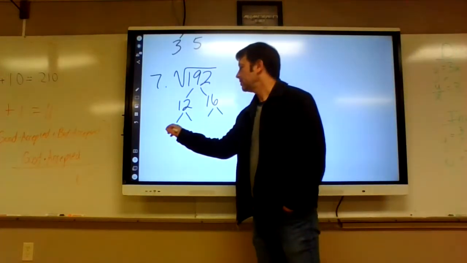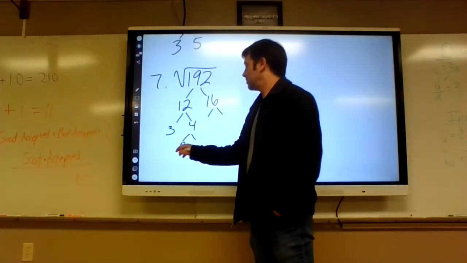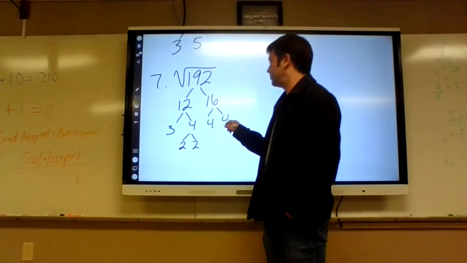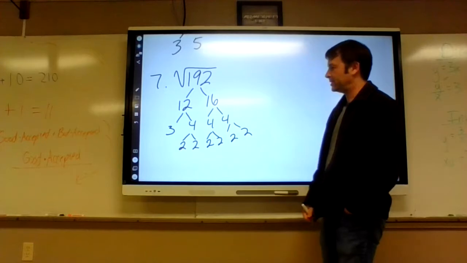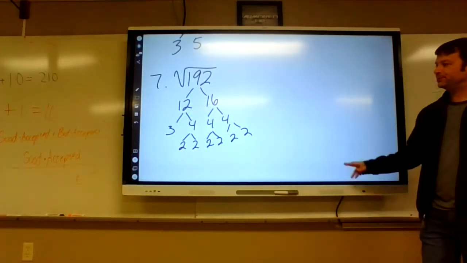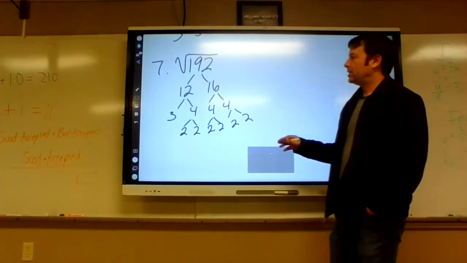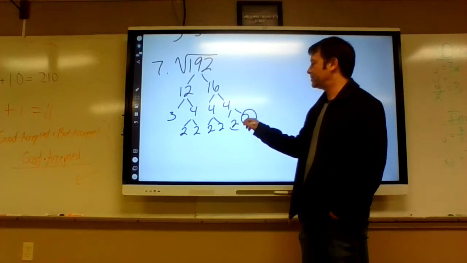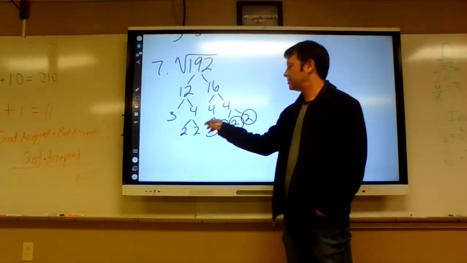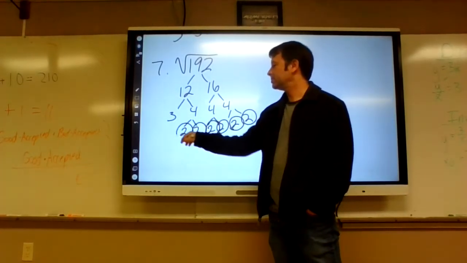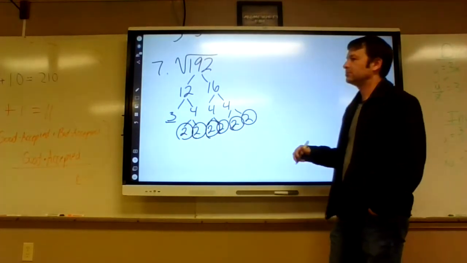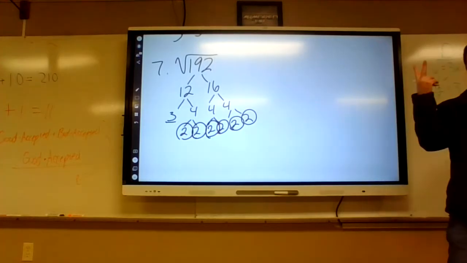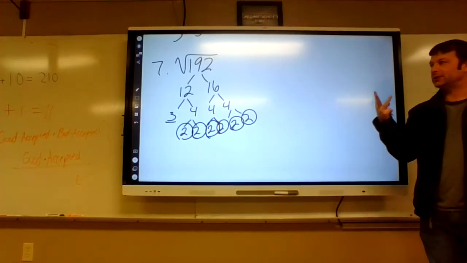What goes into 12? 64. Okay. And this is 4 and 4 and 2s and 2s and all kinds of stuff. Look at all that. Okay, so we're going for doubles. So there's a double 2, a double 2, a double 2, and a 3 left over. What comes out? 2 times 2 times 2. 8.